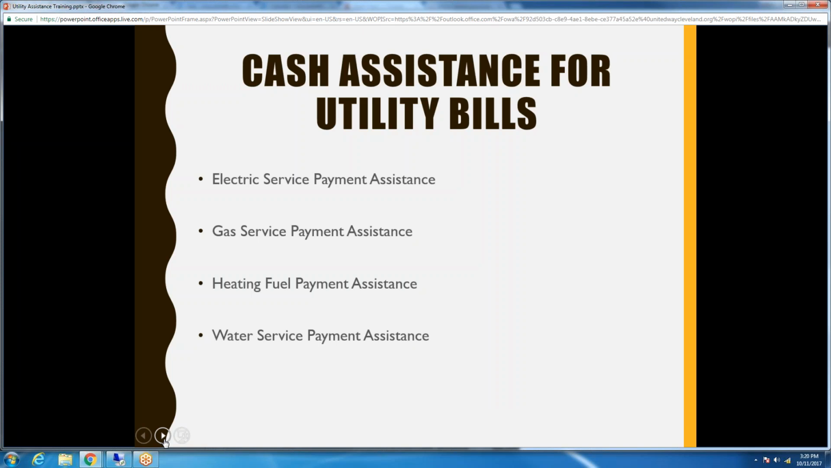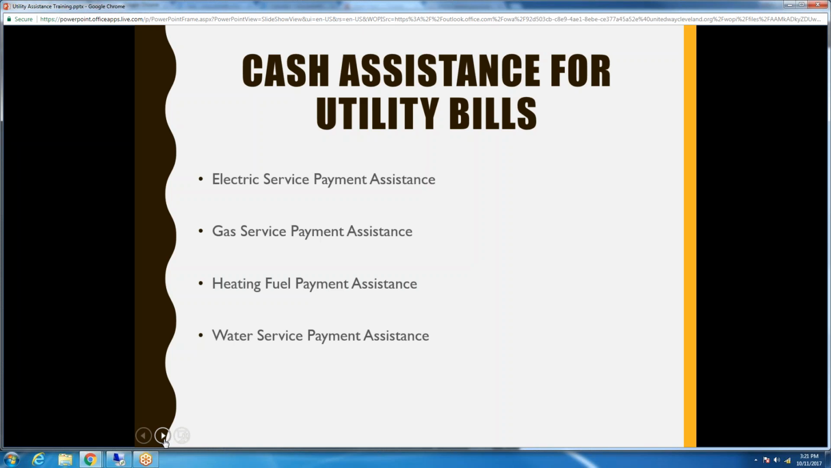So first, we're going to go over cash assistance for utility bills, which are, as mentioned, programs that pay all or a portion of utility bills for those at risk of being shut off or have already been shut off. These are the taxonomy terms used to find cash assistance for utility bills. Electric service payment assistance, which are programs that pay all or a portion of the electric service expense. Then there's gas service payment assistance, which are programs that pay all or a portion of the gas service expense.